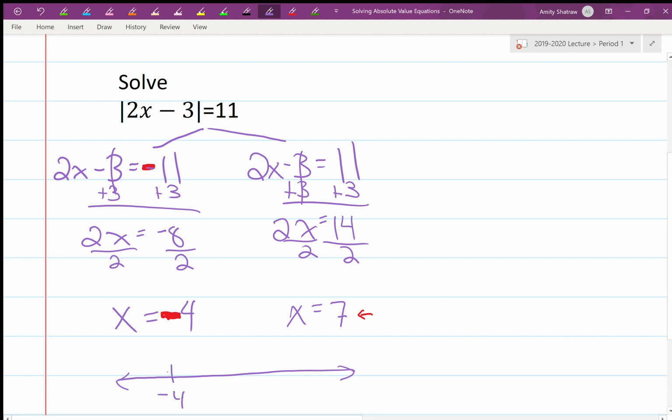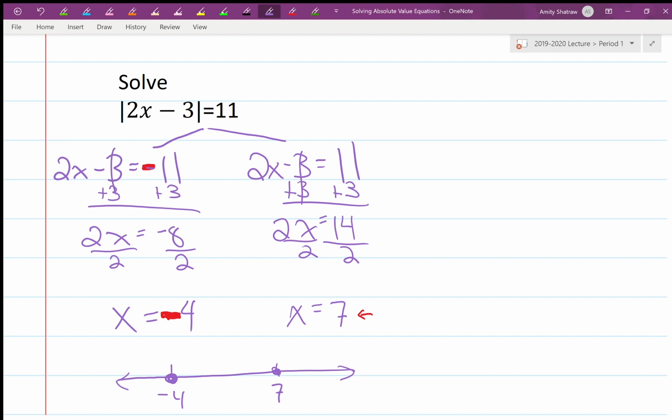Negative 4 goes right here. I say I found my point. 7 is right here, and ta-da. Okay, now this question is not asking you how far away from the origin you are. This question is asking you how you can multiply a number by 2, take away 3 from it, take the absolute value of it, and then make sure that that equals 11.